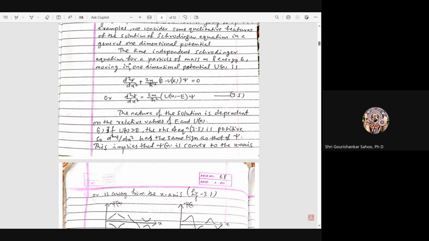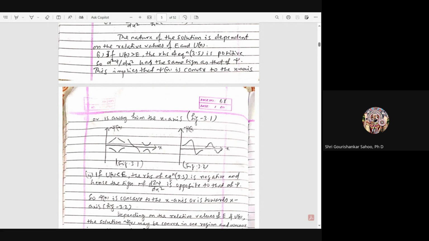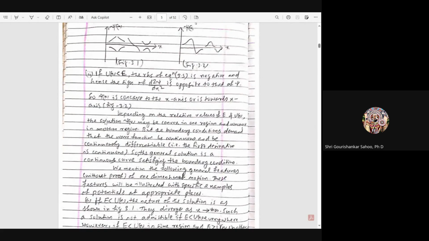So if U is greater than E, the RHS is positive. So d²psi/dx² has the same sign as that of psi. This implies that psi is convex to the x-axis as shown in the figure. If U is smaller than E, the right hand side of the equation is negative, and hence the sign of d²psi/dx² is opposite to that of psi. And psi is concave to the x-axis, or is towards the x-axis, as shown in the figure.